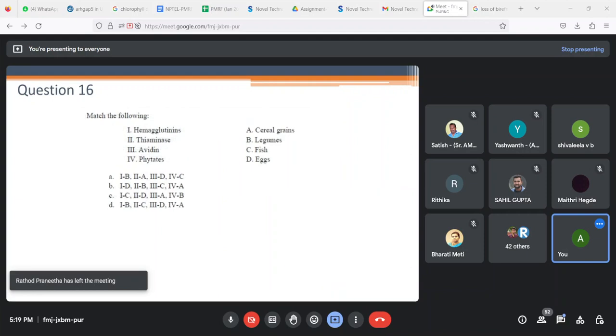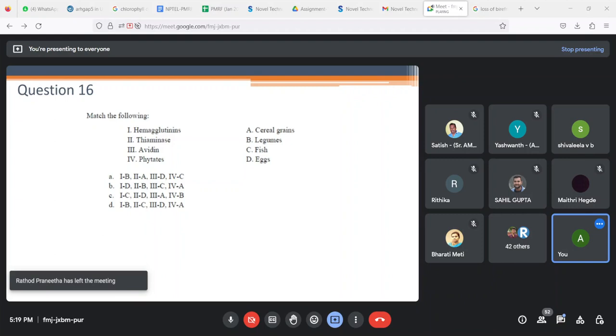Moving to question 16, match the following: hemagglutinin, thiaminase, avidin, and phytates. So do you see any common feature among these four compounds? What is the common property of all these four compounds? These are anti-nutrients, ma'am. Yeah, so these are anti-nutrients and are deemed not fit for consumption.